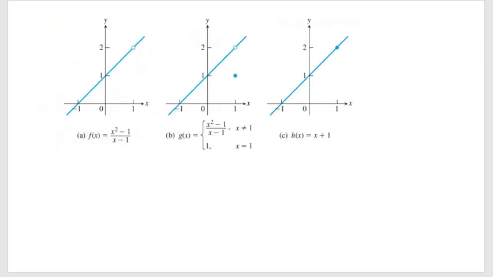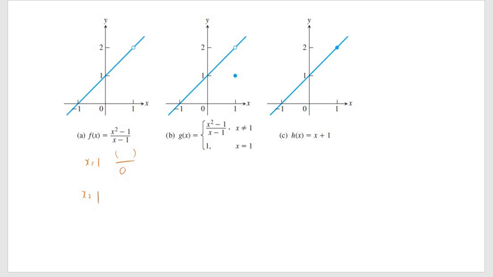So here they want us to find the limit at x equals 1. If you look at this function at x equals 1, the denominator is 0. The numerator has a value, but the denominator is 0. So when the denominator is 0, the function is not defined at x equals 1. But does the limit exist?